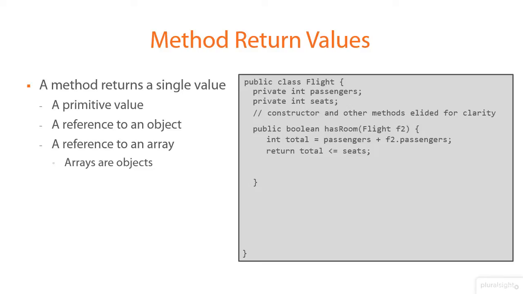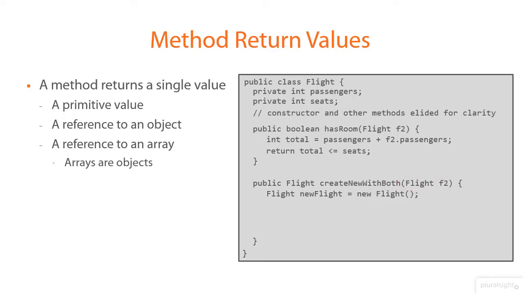So let's make a little more room here since we have got rid of some of that code. Let's create another method here. This method we'll call createNewWithBoth. And you notice that this one returns back a reference to a Flight object. And the idea here is that it will actually create a brand new flight that combines the passenger counts from the current flight and that flight f2 that's passed in.